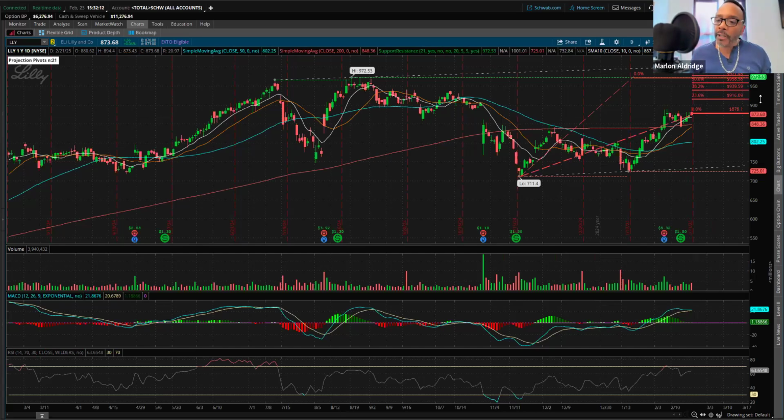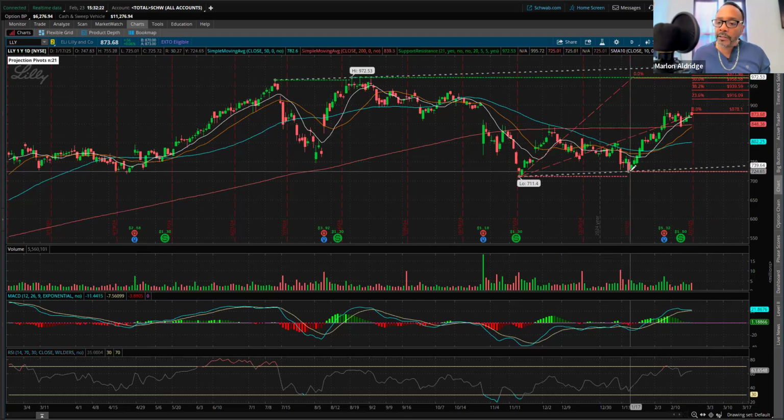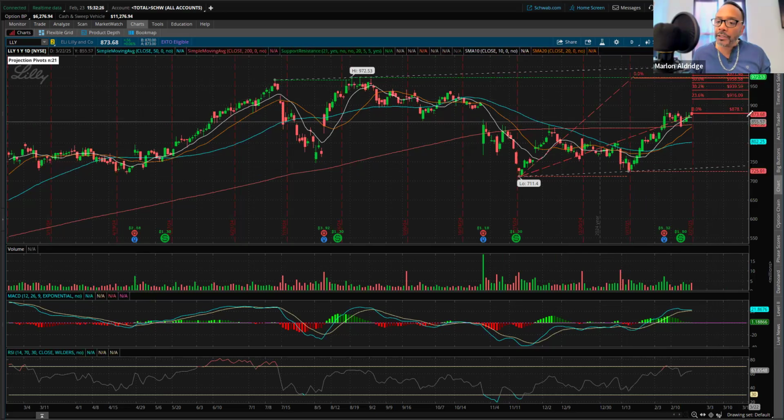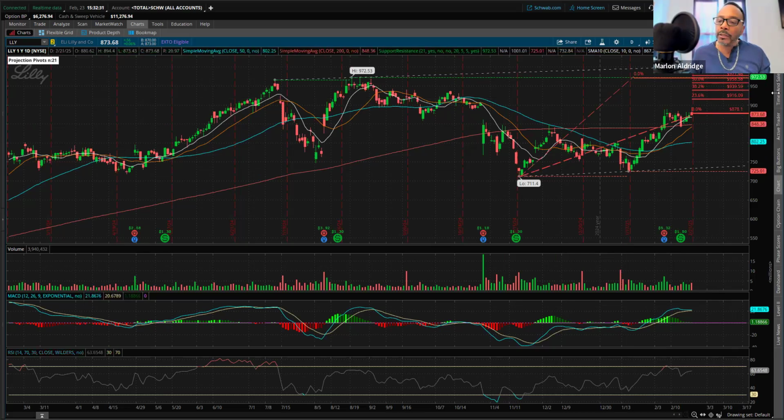So these are some other points, though. If it makes it to these points, these could possibly be some profit points. Let's say if you had bought down here, according to these extensions, these could be some points that we can decide that we want to take a profit, if we believe in these ratios, right?